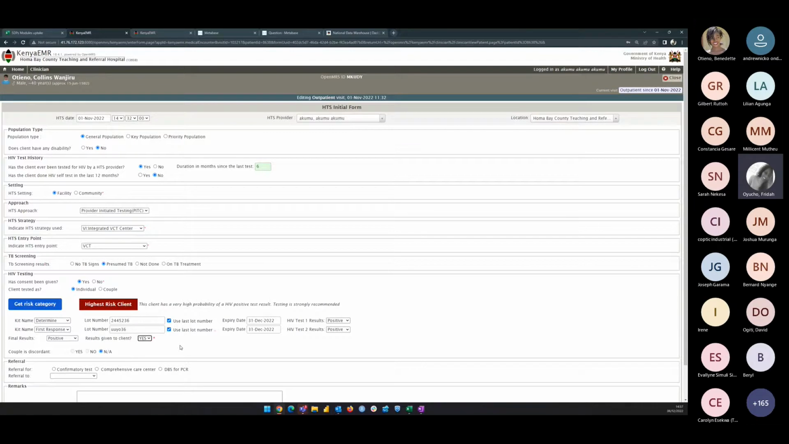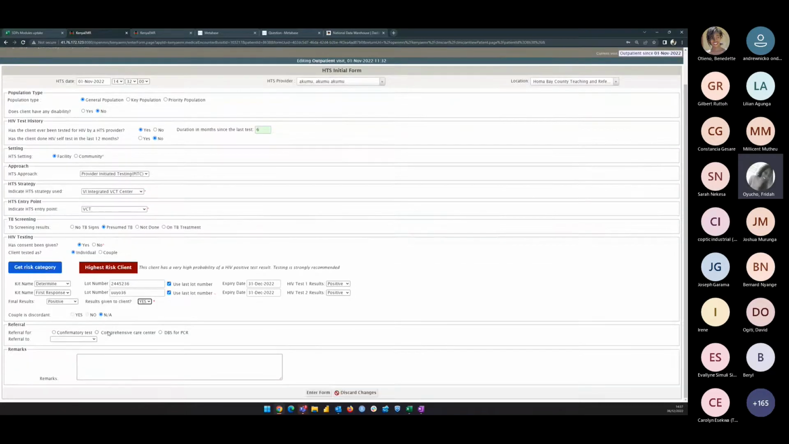So it's very important for us to be able to use this to guide us when we're doing testing for our clients at the facility level. So scrolling down, the rest of the steps are just the normal steps that we normally do.